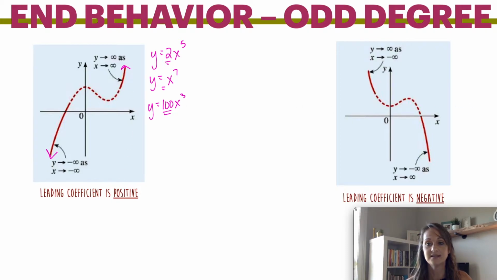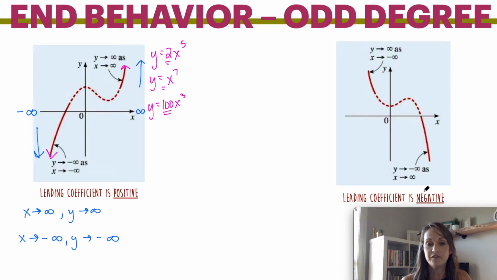So as x is going very, very big, meaning as x is going towards infinity, then the y values are also going to infinity. So as x is getting very big, y is also getting very big. Now, as x is going to all of the negative values, so as we're looking more left, as x is approaching negative infinity, y is going down, which means y is also approaching negative infinity as well.